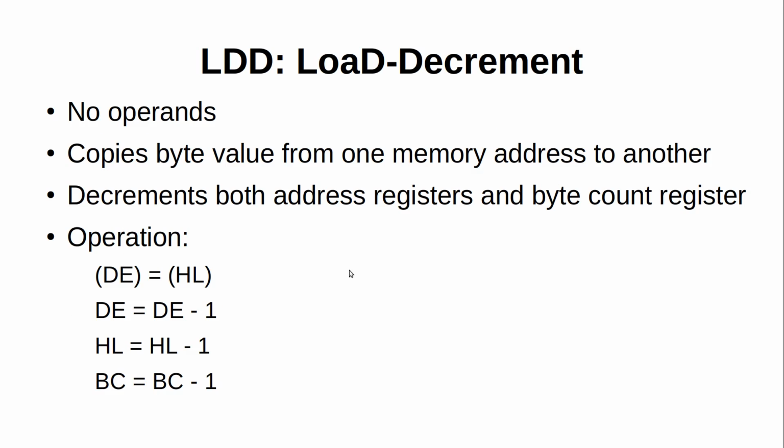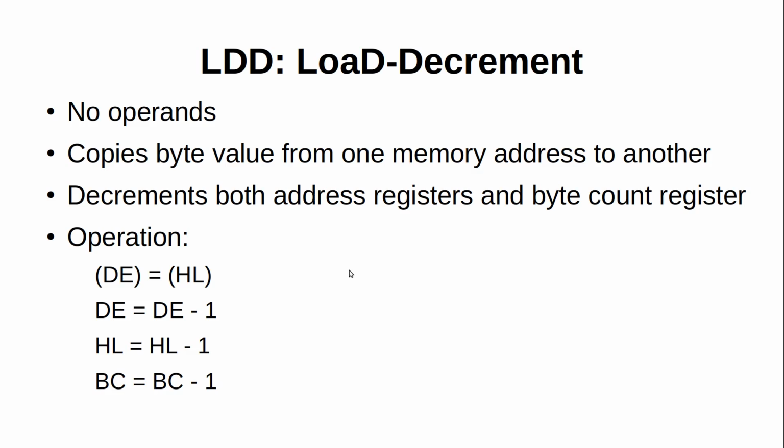If you want to copy data in memory going in a backwards direction, you can do this with LDD, or load decrement. In this instruction, DE and HL are decremented instead of incremented, so you want to preload them with the highest addresses you want to copy between. BC is still decremented too, so you can use that in the same way as with LDI.